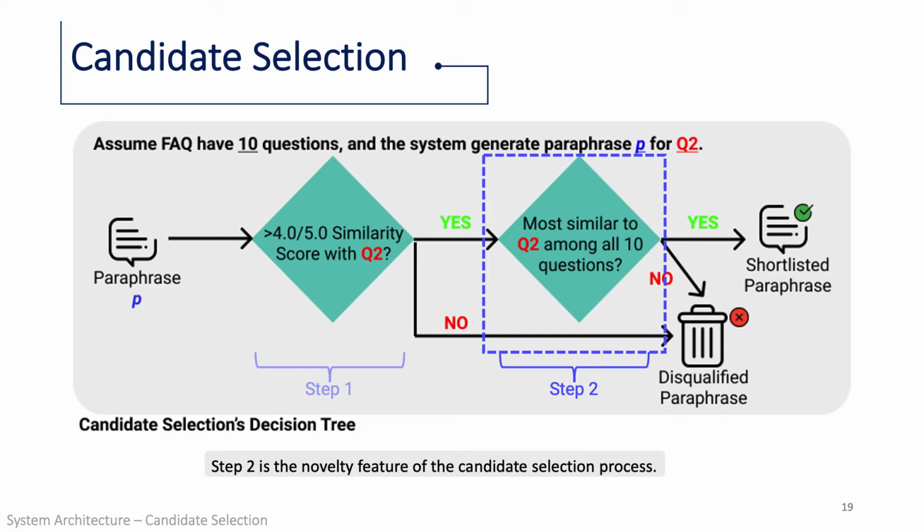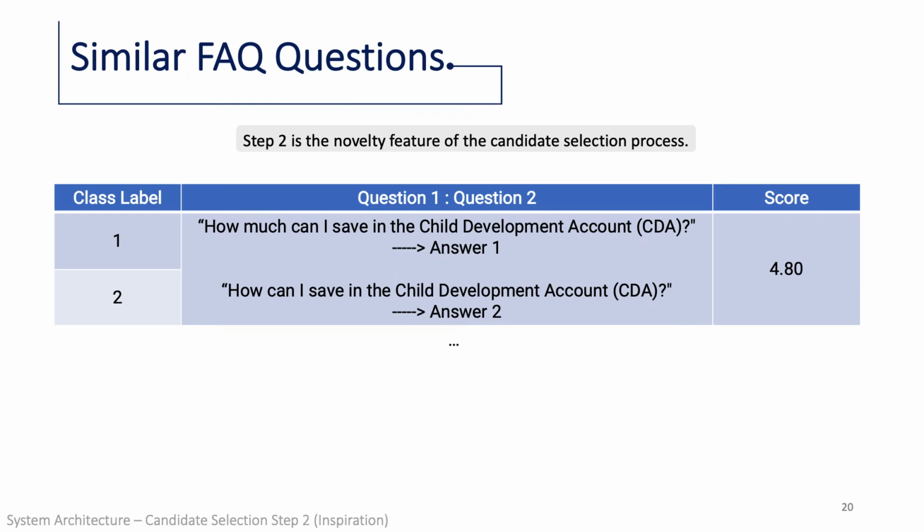Step 2 is a novelty feature that I have incorporated into my candidate selection process to check whether paraphrase P is more similar to its original question Q2 as compared to other questions in the FAQ dataset. The primary inspiration for step 2 was because I observed that in the FAQ dataset, there are some very similar FAQ questions that are mapped to different answers.